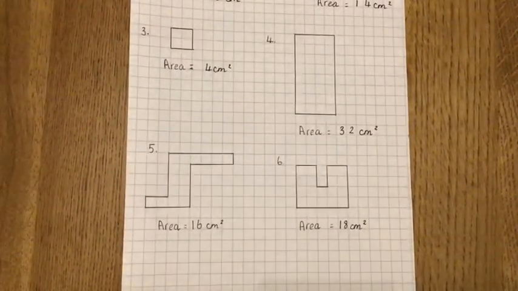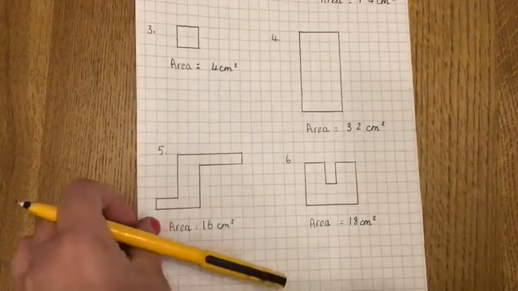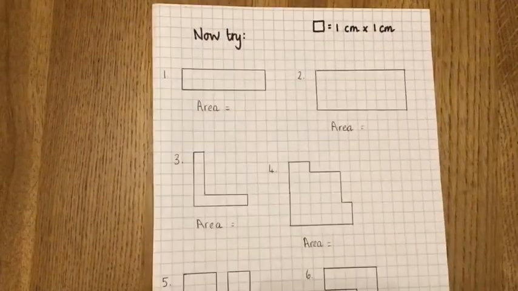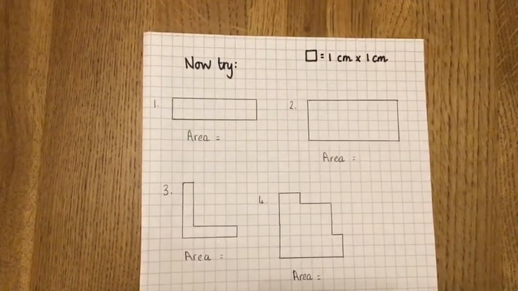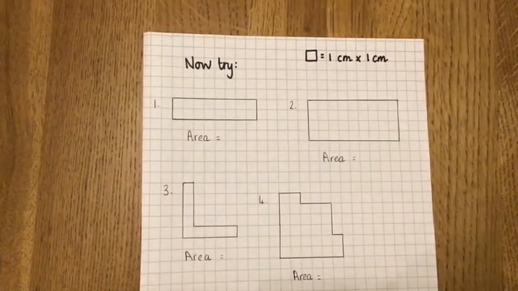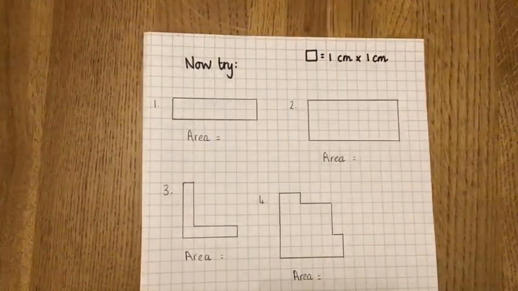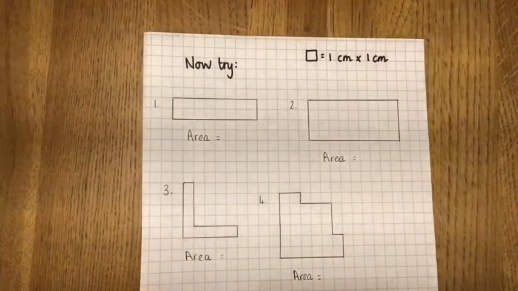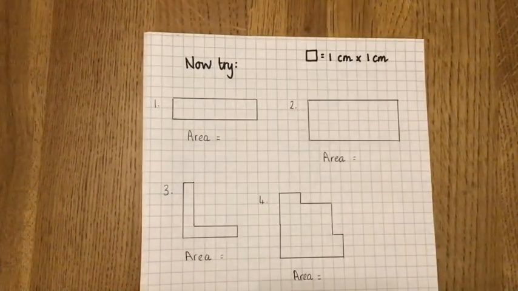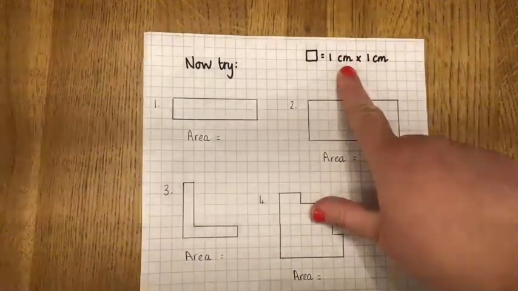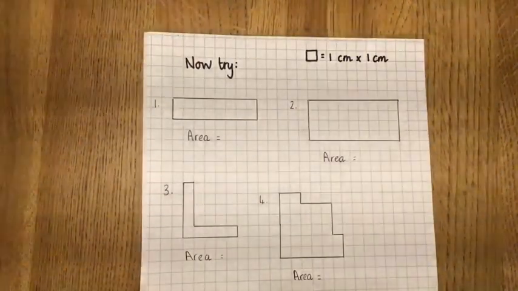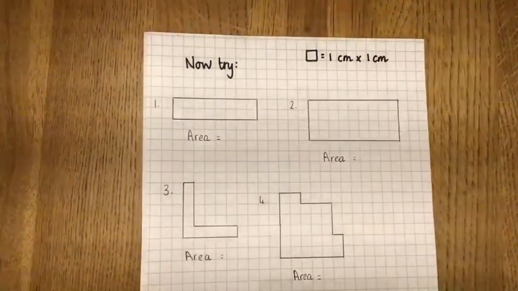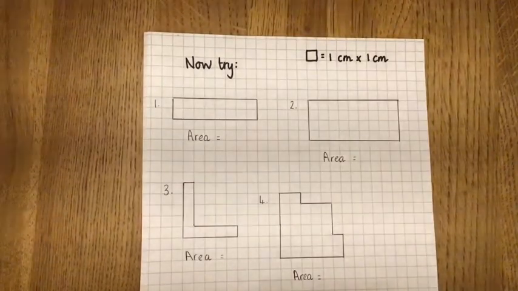Okay, hopefully you're getting the hang of that now. I've got some examples for you to try. Okay, I'm going to give you the first 4 and then I've got another 2 as well. Now, it's up to you whether you want to use the screen and work out the areas from what you can see, or whether you want to copy down the shapes like I have. And remember, each square is 1 centimetre by 1 centimetre, so your answers are going to be in centimetres squared, so don't forget that. Okay? Now you can pause the video and have a try.